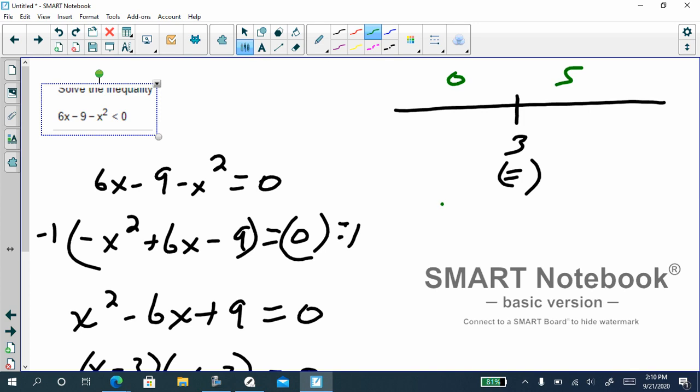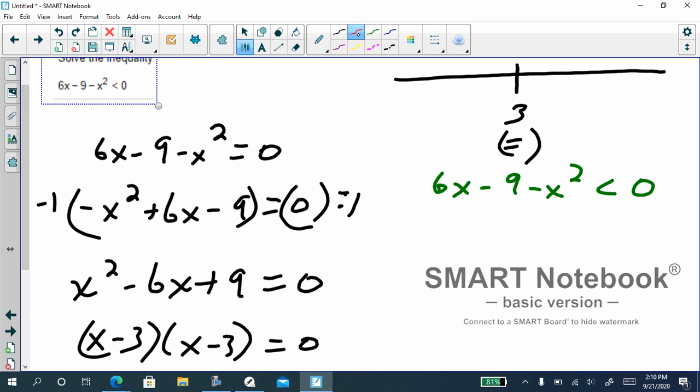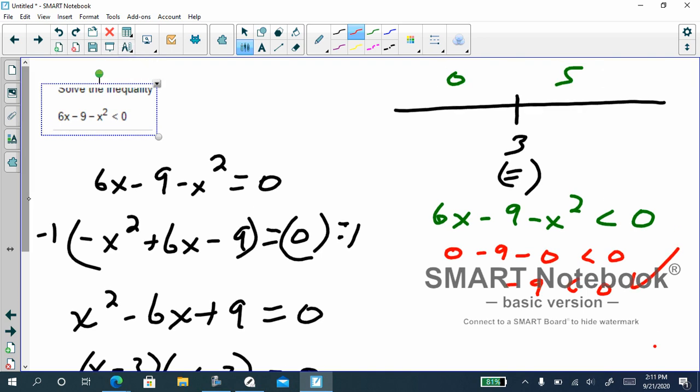So we're going to take our original problem and we're going to put in a 0, and we're going to say, does 0 work? And then we're going to put a 5 in, say if 5 works. So if we test a 0, 6 times 0 minus 9 minus 0 squared, let's see, is that less than 0? Well, -9 is less than 0, so that works. So that means 0 is a solution, so everything in that interval works.